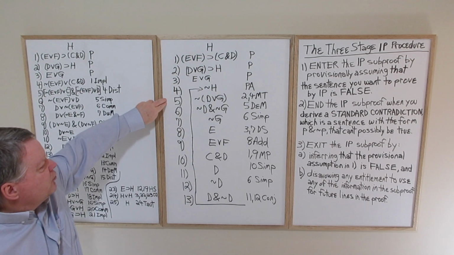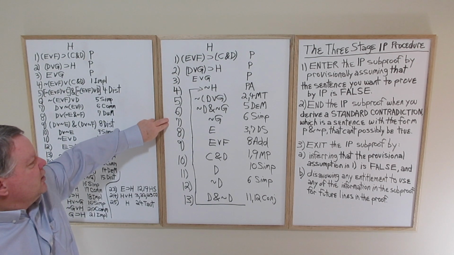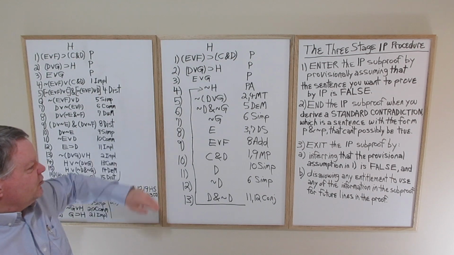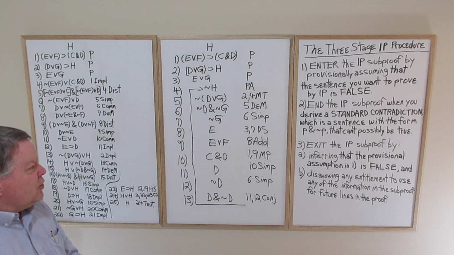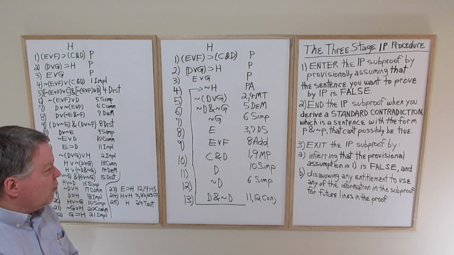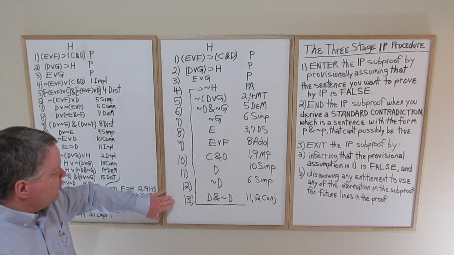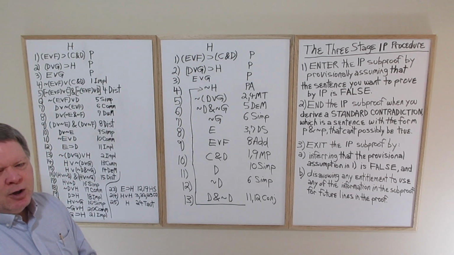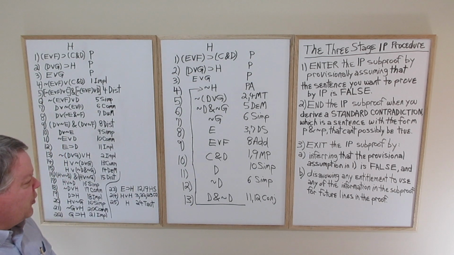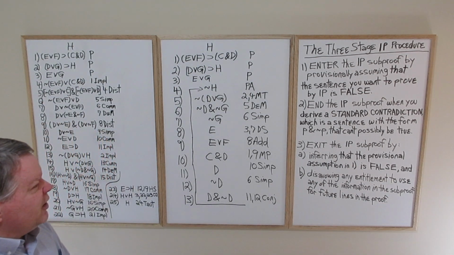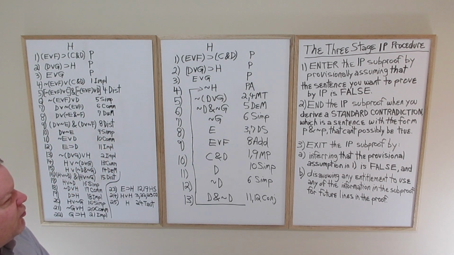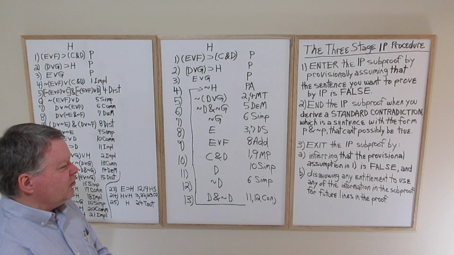Then we did a modus tollens, a De Morgan's, simplification, disjunctive syllogism, addition. Notice, except for the De Morgan's, every one of our rule employments has been one of the 8 basic rules. We ended up with the standard contradiction D and tilde D. Thus, we end the subproof. We now move on to the exit stage.